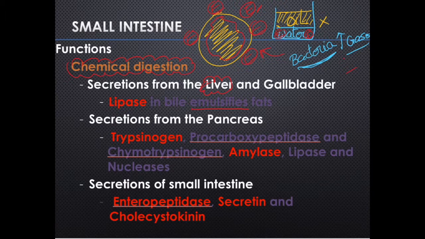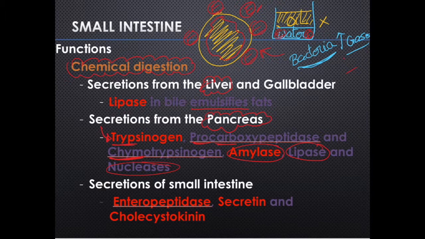Another factor that will help with the chemical digestion taking place in the small intestine is going to be the pancreatic secretions. Pancreatic secretions, which were conducted through the main pancreatic duct, contain many enzymes that will be released from the pancreas, like trypsinogen, procarboxypeptidase, chymotrypsinogen, the pancreatic amylase, the pancreatic lipase, and the nucleases. All those are digestive enzymes that will be part of the pancreatic secretions.